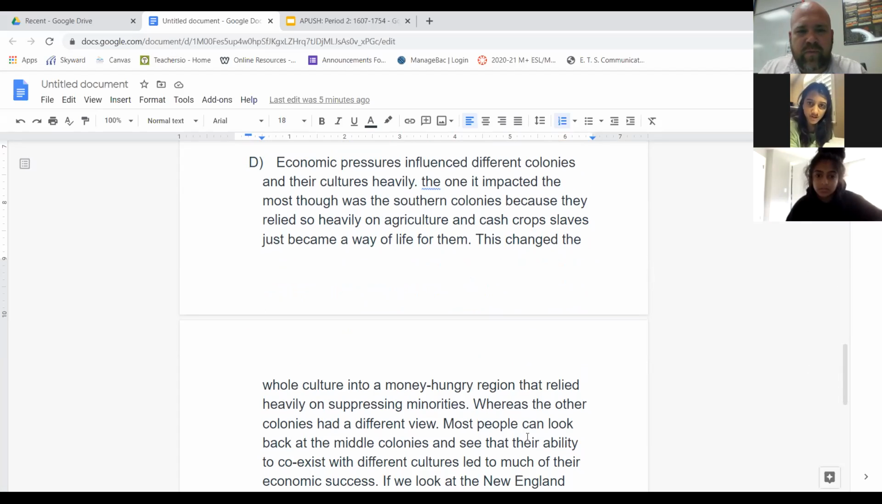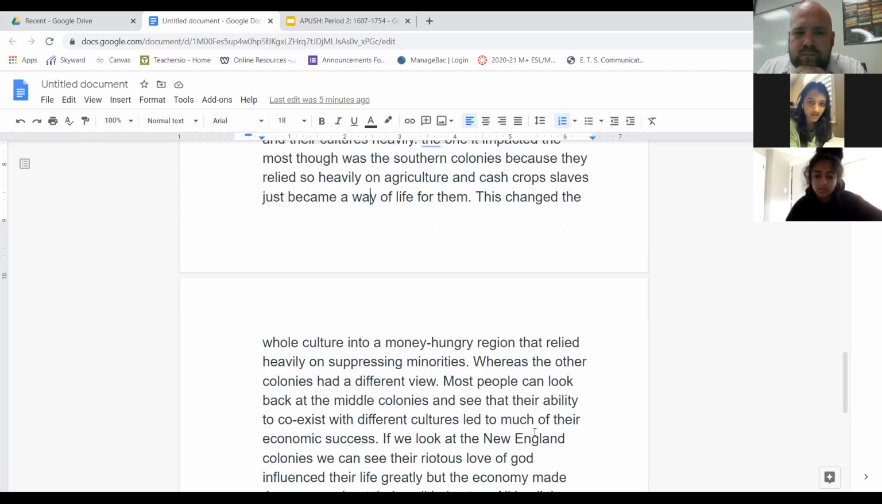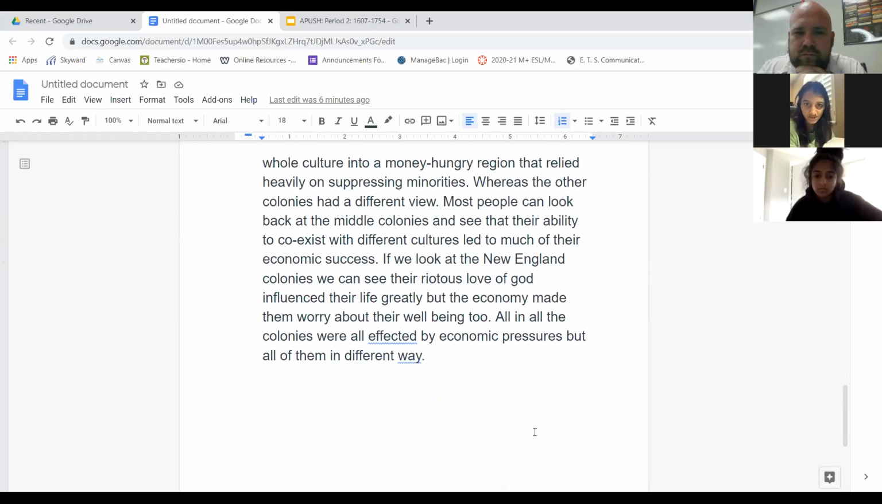Economic pressures influenced different colonies and their cultures heavily. The one it impacted the most, though, was the southern colonies because they relied so heavily on agriculture and cash crops, slaves just became a way of life for them. This changed the whole culture into a money-hungry region that relied heavily on suppressing minorities, whereas the other colonies had a different view. Most people can look back to the middle colonies and see that their ability to coexist with different cultures led to much of their economic success.